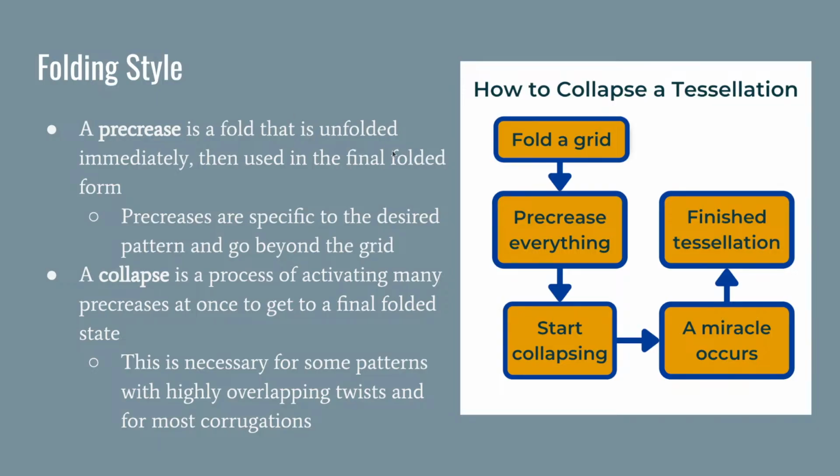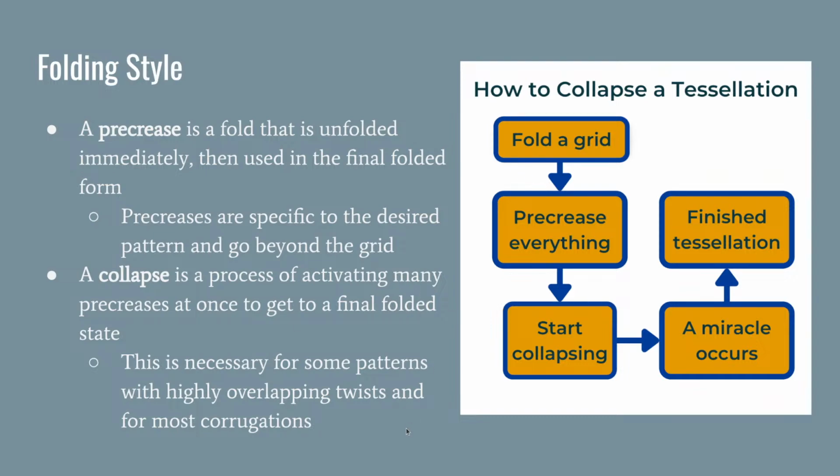So pre-creasing. Pre-creases are folds that are unfolded immediately, but they do get used in the final folded form, and they are specific to the desired pattern. So I distinguish between gridding and pre-creasing. And then a collapse is a process of activating many pre-creases at once to get to a final folded state.